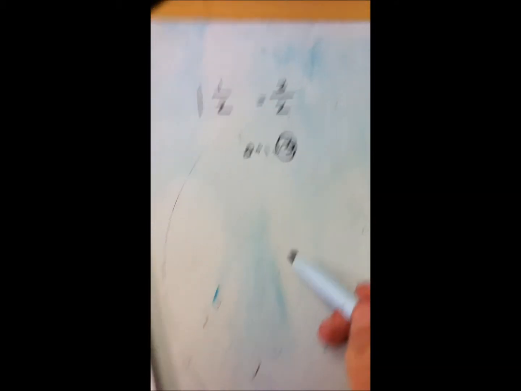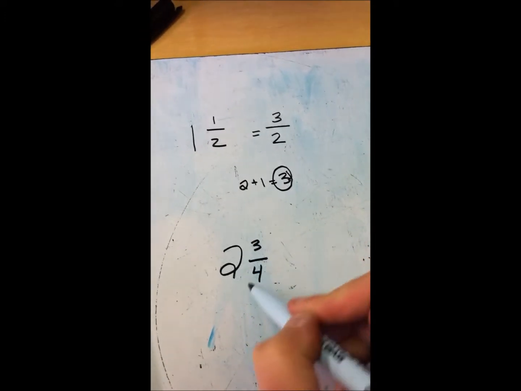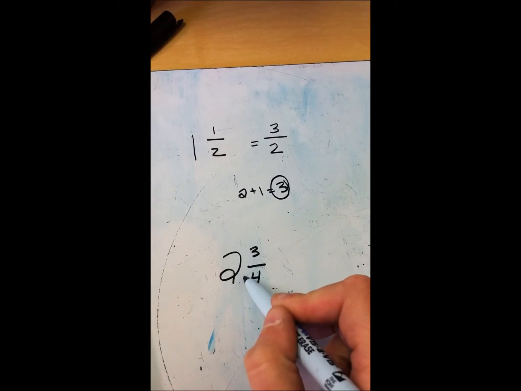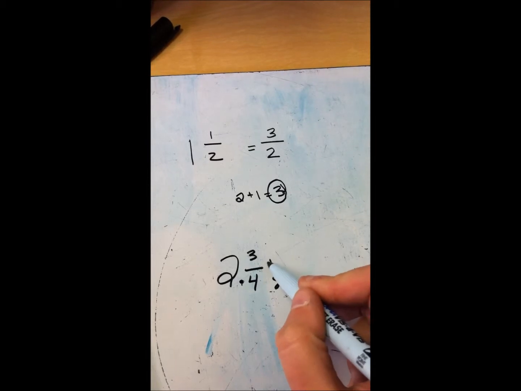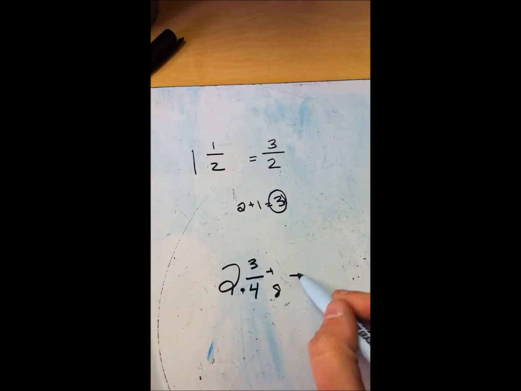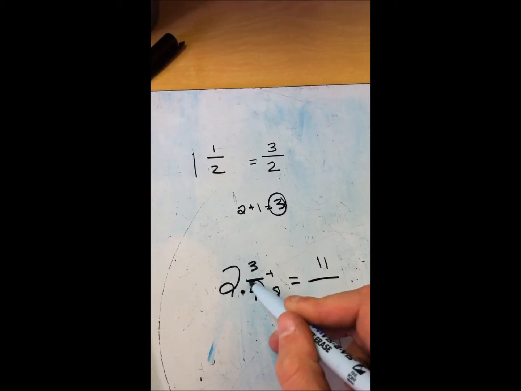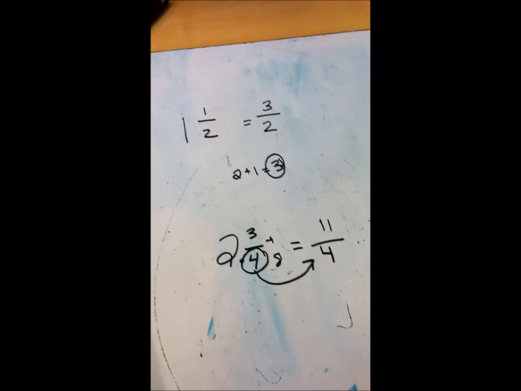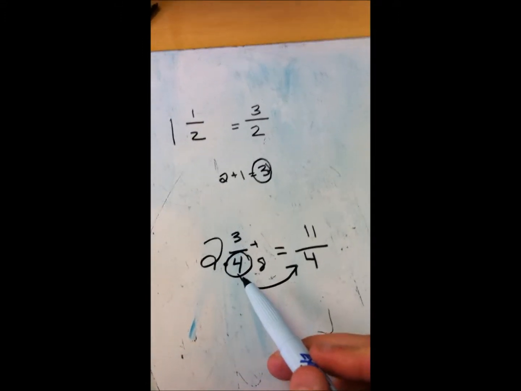Okay? So just to run through that again, if you have 2 and 3/4, you make your circle. 2 times 4 is 8, plus 3. 8, 9, 10, 11. 11 is your numerator. Your denominator stays the exact same. It comes straight over. So 11/4 is the same as 2 and 3/4.